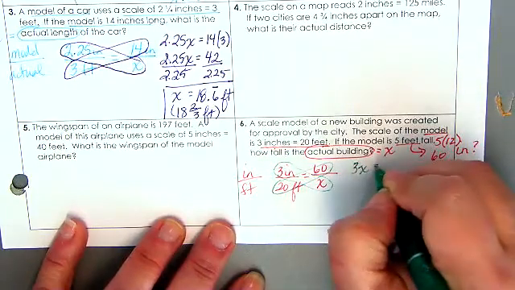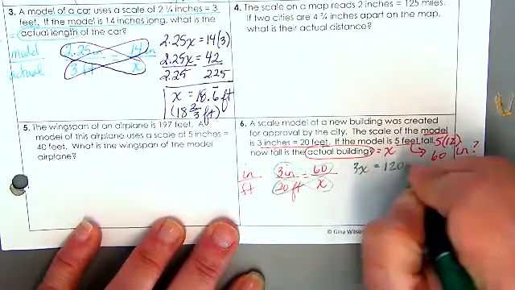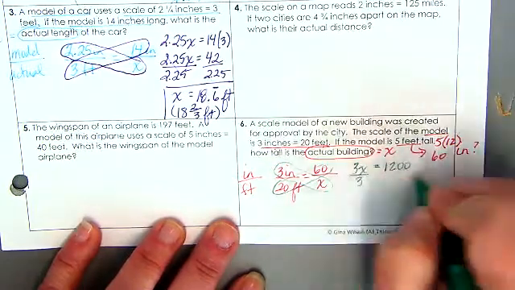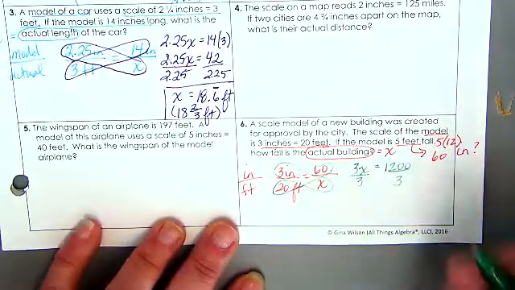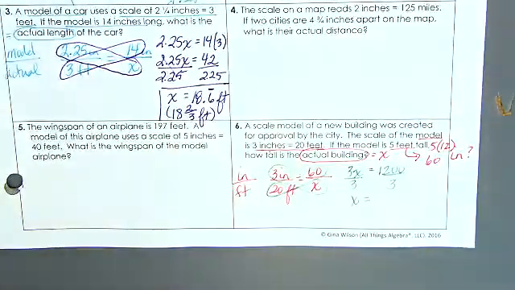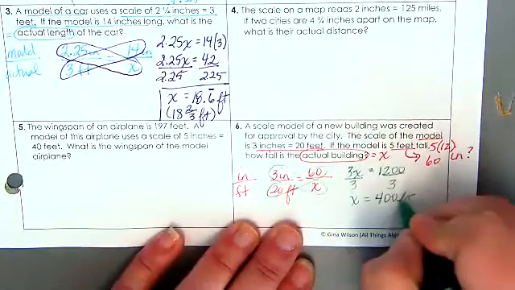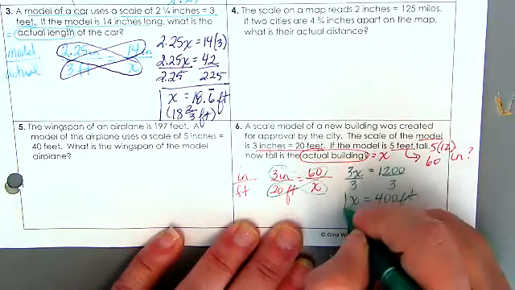So I have 3x equals 1200 divide by 3. And x equals 400 feet.